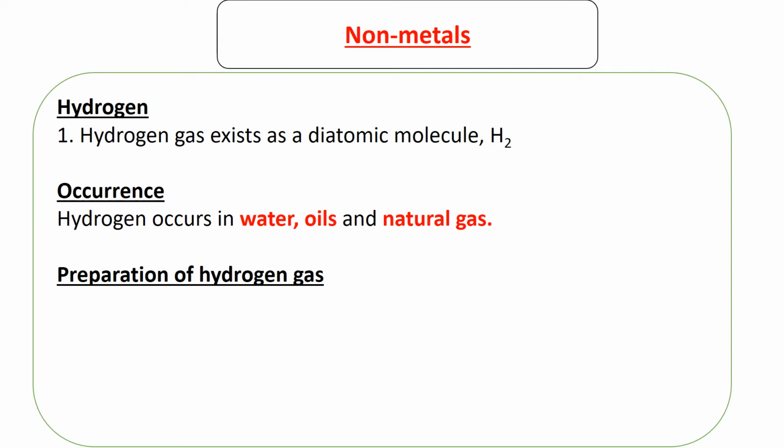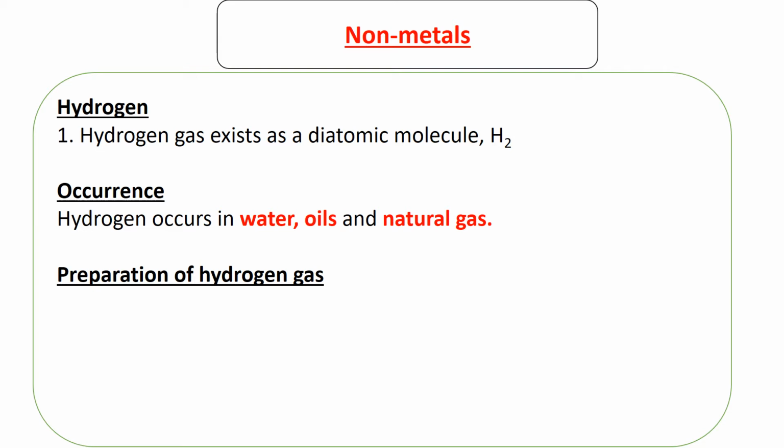The next is, how do we prepare hydrogen? Let's say we want to have hydrogen. How do we prepare it? We know that it is in water, oils, and natural gas. But what if we want just to have hydrogen, which we want to use for some uses, which I'm going to share with you later? So how do we prepare it? It depends on the scale. By scale, I mean how much hydrogen you want to produce.